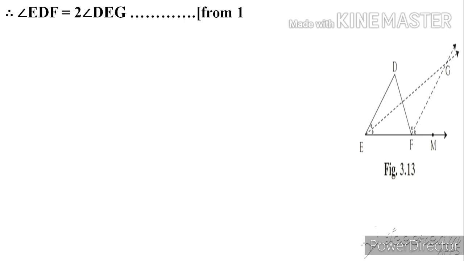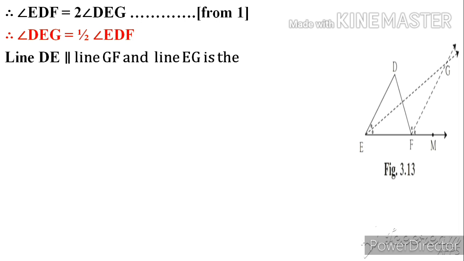Now, the information, angle EDF equal to 2 into x, it was given. The x means angle DEG. From first we get, therefore, angle DEG equal to, 2 will move to the left side, it becomes half of angle EDF.